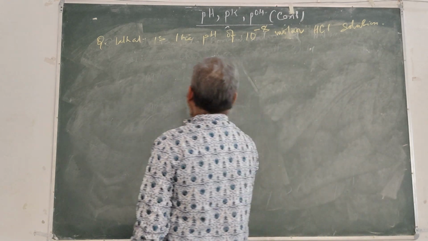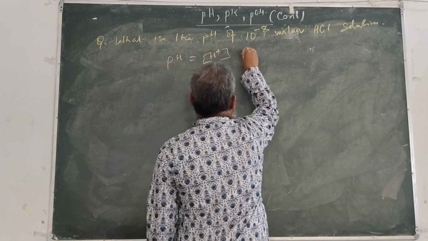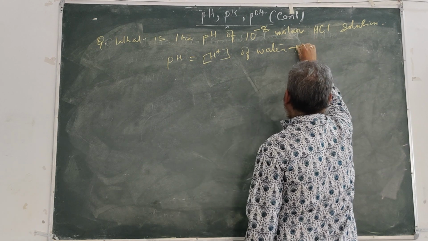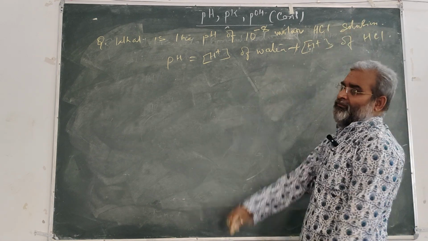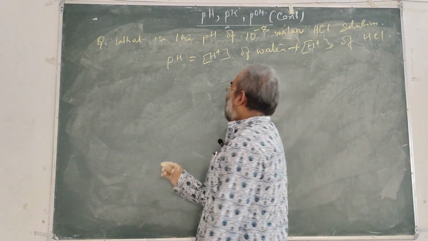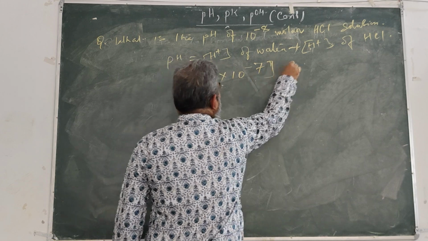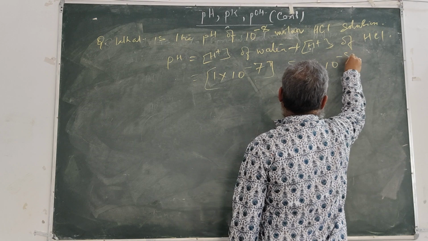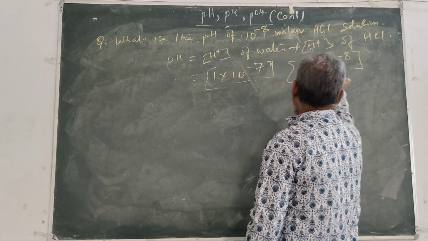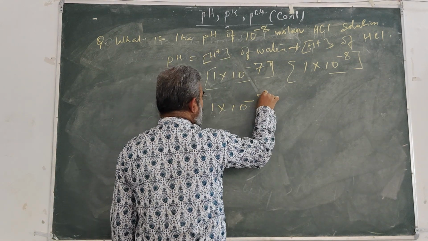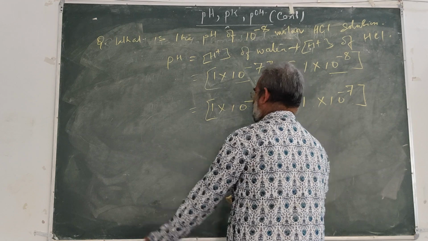Clear? That means the pH is determined by H plus molar of water plus H plus molar of HCl, both. Clear? That means H plus is 1 into 10⁻⁷, 1 into 10⁻⁸. Here in this condition, at first you equalize this. That means 1 into 10⁻⁷, 0.1 into 10⁻⁷. Two components here.